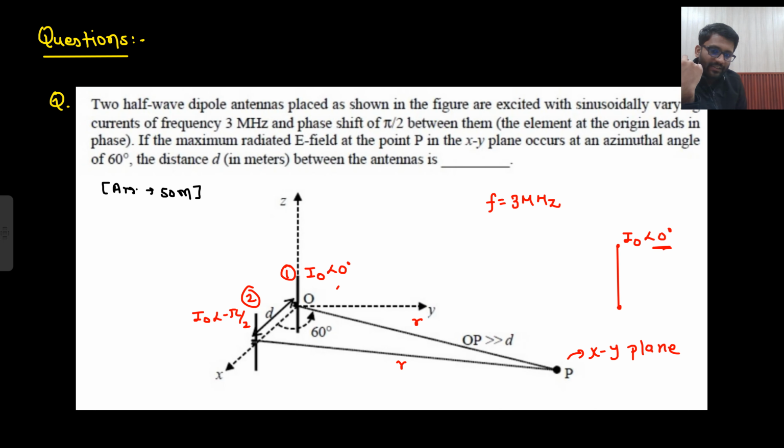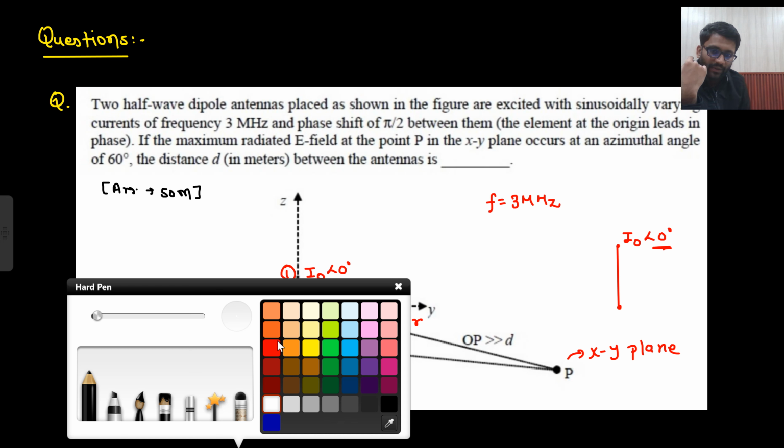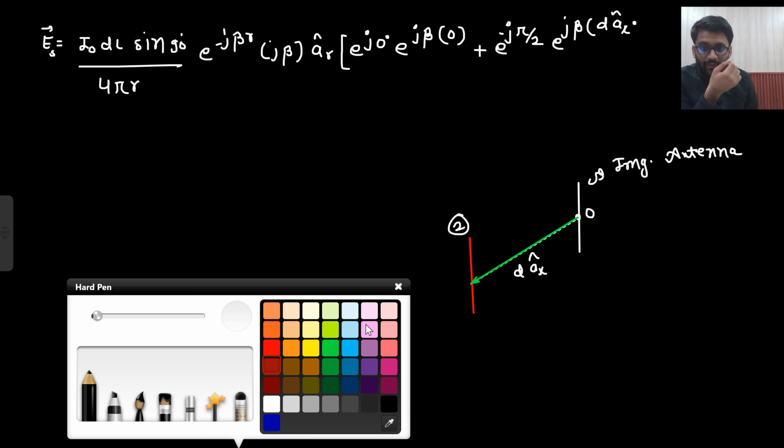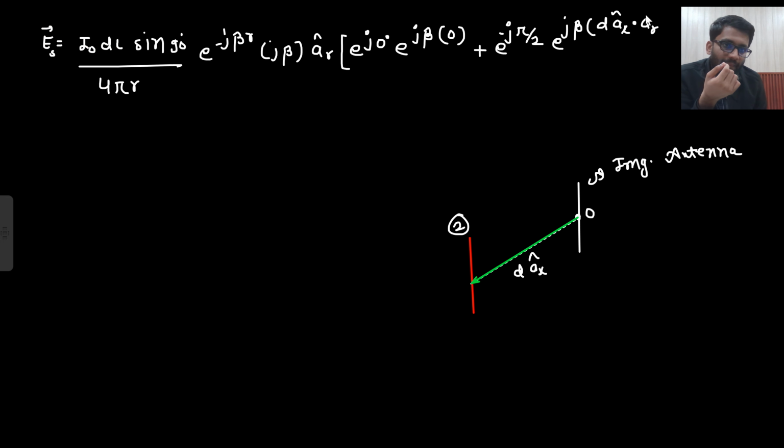Where is my AR cap? This is my AR cap. If I need to write down here, this is my AR cap. So here I can write down dot AR cap. What is your AX dot AR cap? AX dot AR cap, if you remember, that is sin theta cos phi.